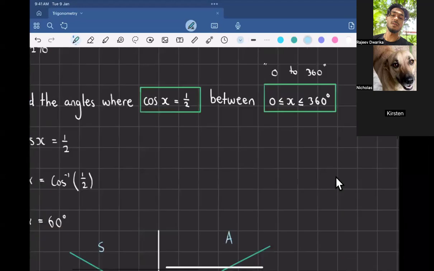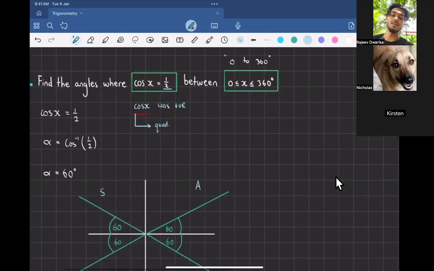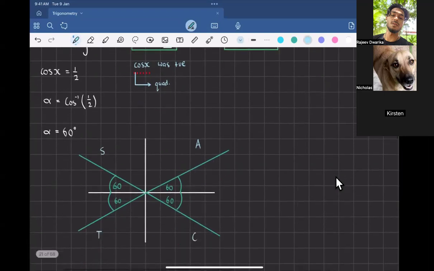Nicholas, I want you to look at something. Cos x was positive or negative? Positive, right? So cos x was positive. If it is positive, which quadrants does it exist in? It will be positive in A and S? No. What is the only thing that's positive in this quadrant? Sine alone. So cos is positive in A and C. A and C, that's correct.